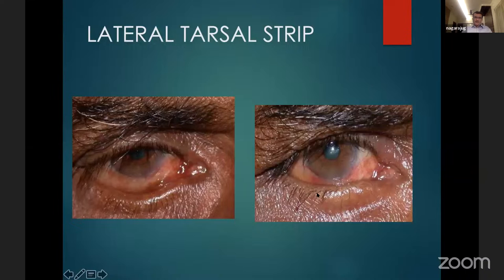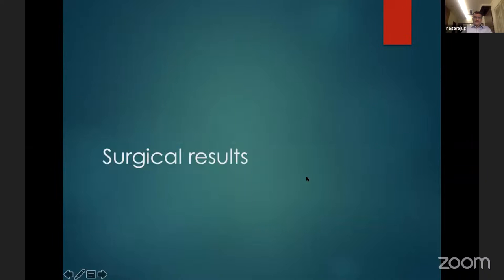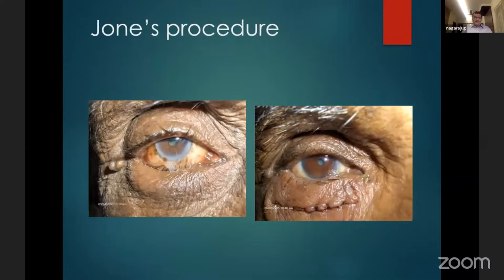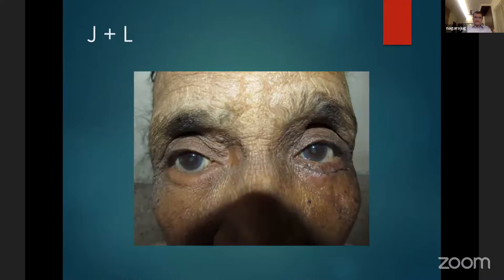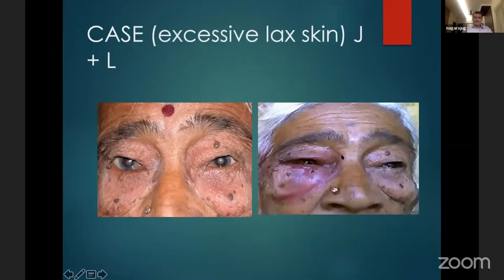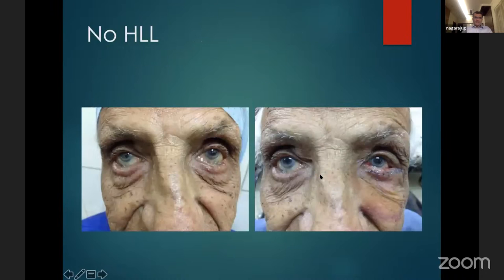Here you see, this was taken, I think, the first day after surgery. This will correct the horizontal lid laxity. This you can combine. This is the case which I showed you earlier. This is another case which required both a Jones procedure and your tarsal strip procedure. This is another elderly lady, a very elderly lady. She was almost 88 years old. This case also, we got excellent results.